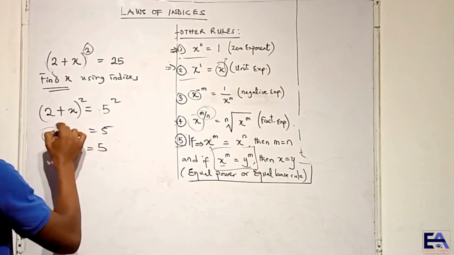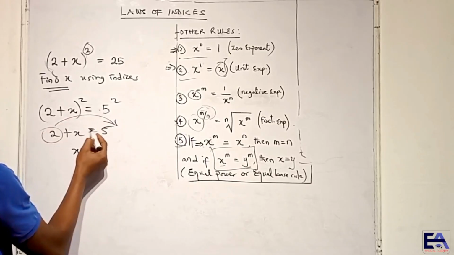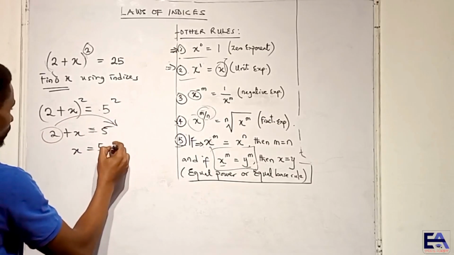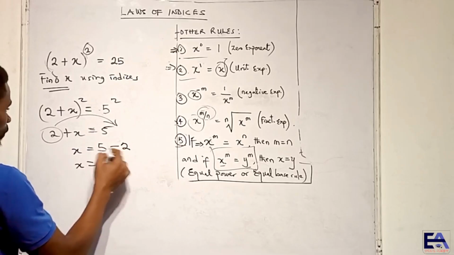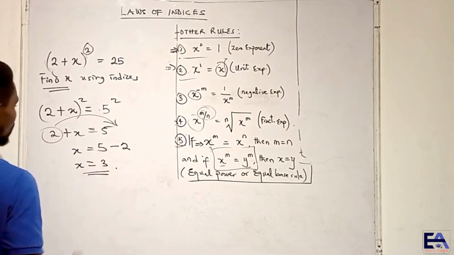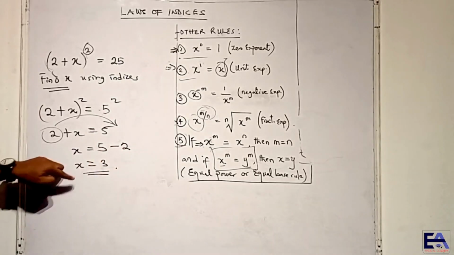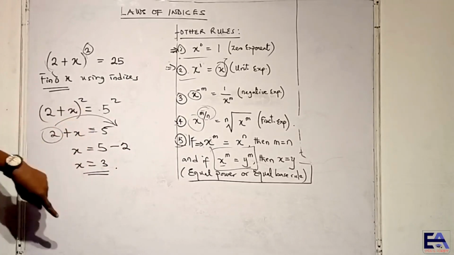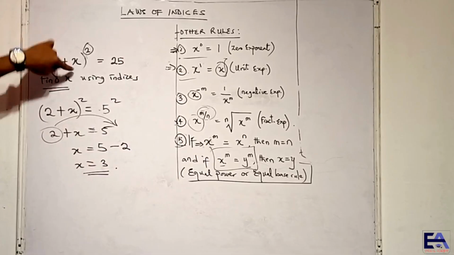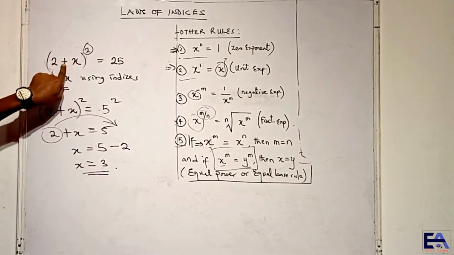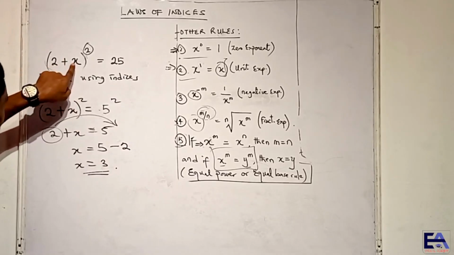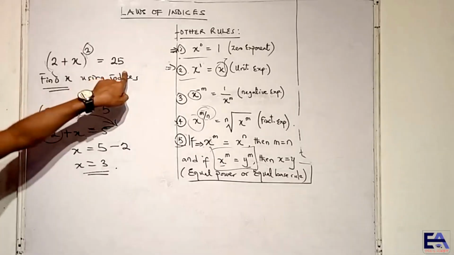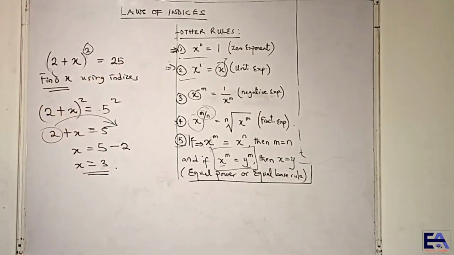So if 2 plus x is equal to 5, this is positive 2. By the time it goes to the other side, it crosses the equality and becomes negative 2. So at the end of the day, x is equal to 5 minus 2, which is 3. If you want to prove whether this is correct, insert this 3 here: 2 plus x is 2 plus 3, that makes it 5. 5 raised power 2 is truly 25. You see that? Mathematics doesn't lie.